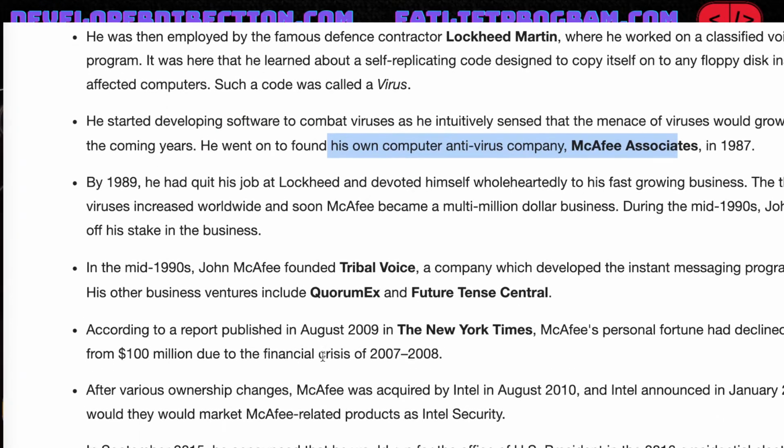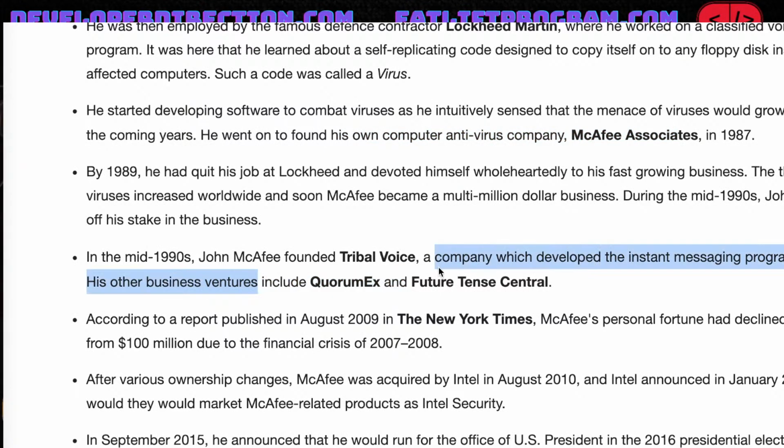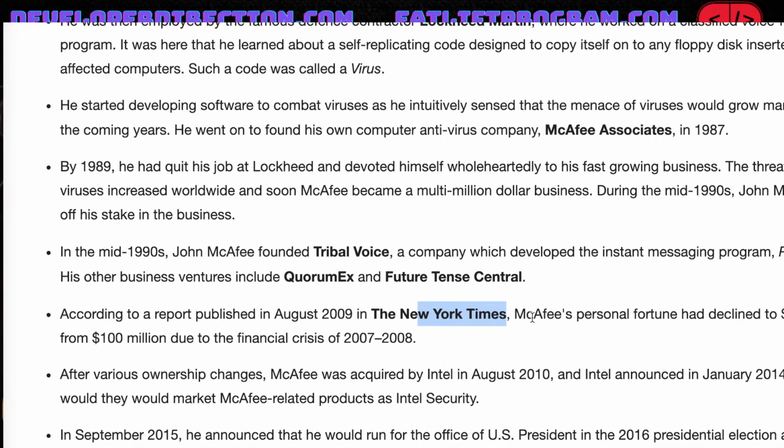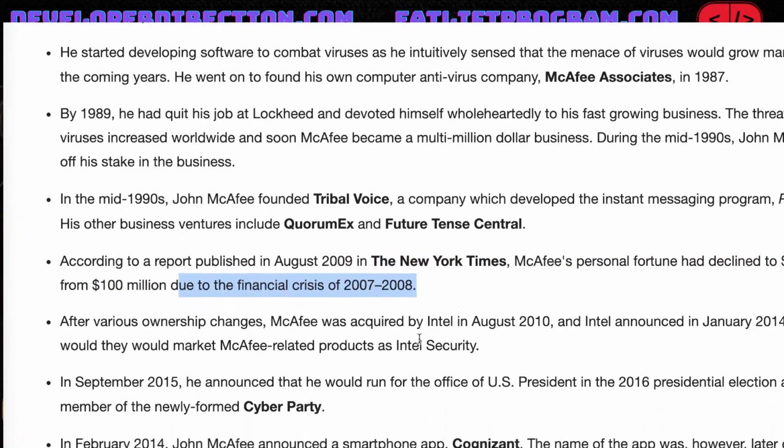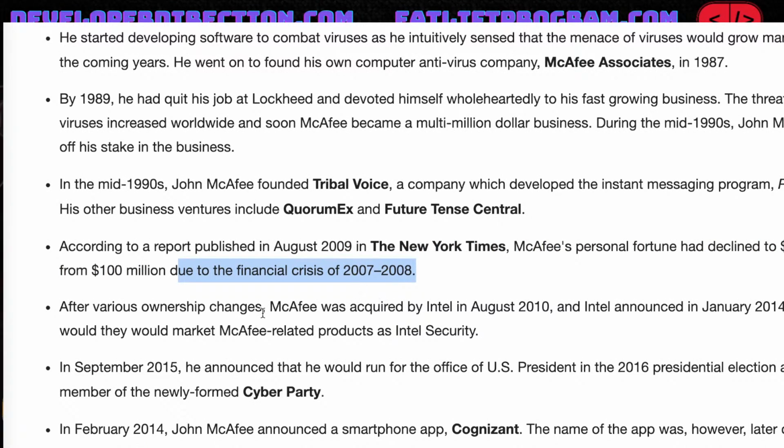In the mid-1990s, John McAfee founded Tribal Voice, a company which developed the instant messaging program PowWow. His other business ventures included Quorum X and Future Tense Central. According to a report published in August 2009 by the New York Times, McAfee's personal fortune had declined to $4 million from $100 million due to the financial crisis of 07-08. So, I mean, this could indeed be a reason why McAfee was such a large cryptocurrency enthusiast.